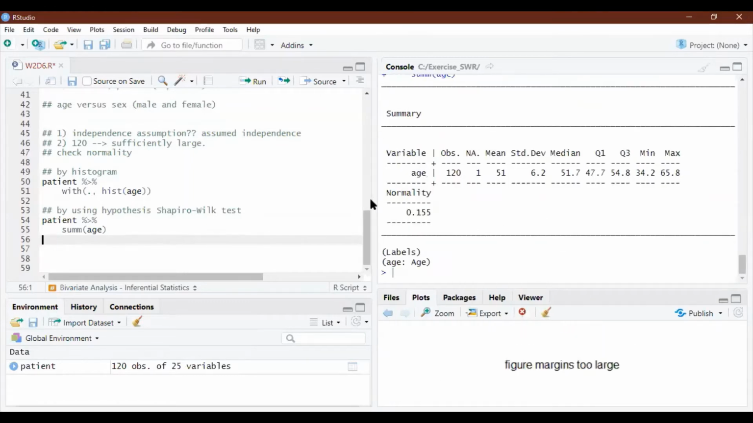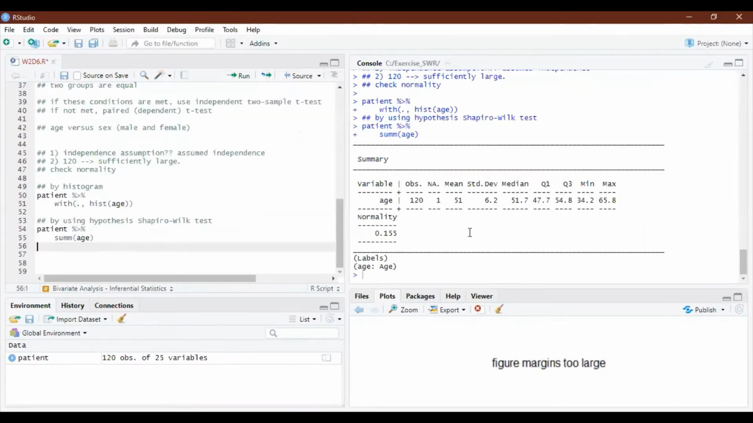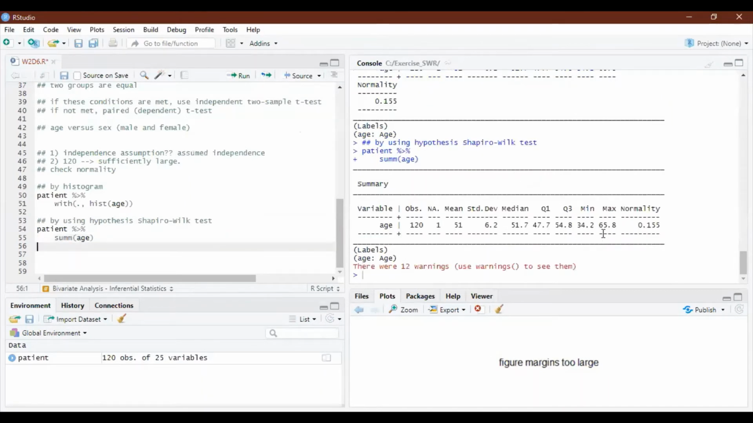Okay, so let's look at here. I think let's run this again. Okay, so on week 1, we didn't discuss the normality test. So the sum function from MSTAT also provides the normality p-value. Say we have 0.155. That is overall.